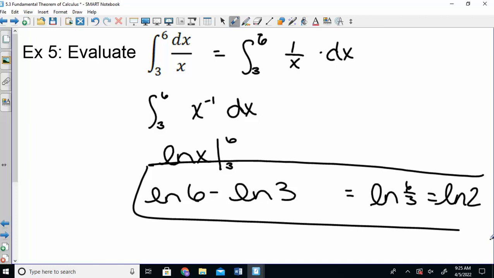Yeah, the first one goes on top. The thing you're subtracting goes on the bottom.